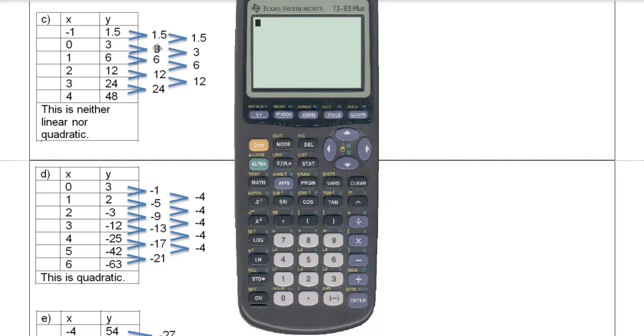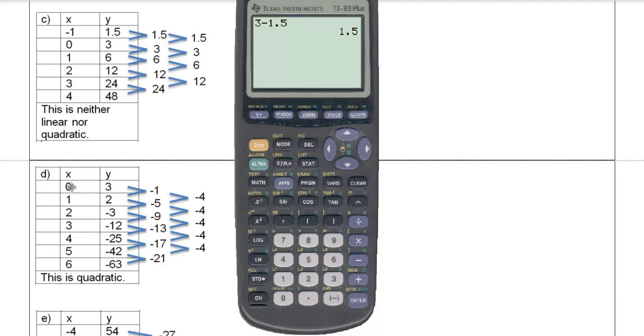And then we would go 3 subtract the 1.5. So 3 minus 1.5, so that second difference is 1.5. And then 6 minus 3 is 3. 12 minus 6 is 6. 24 minus 12 is 12. So now the second differences are all different, so it's neither linear nor quadratic. It's some other kind of relationship. We won't worry about what that is, just that it's not linear and it's not quadratic.